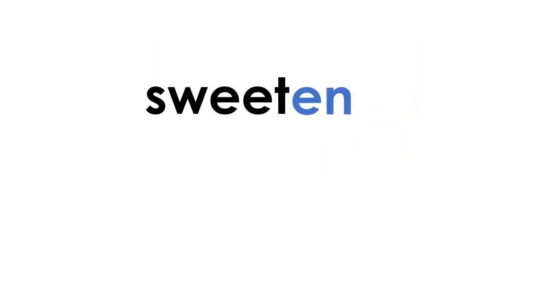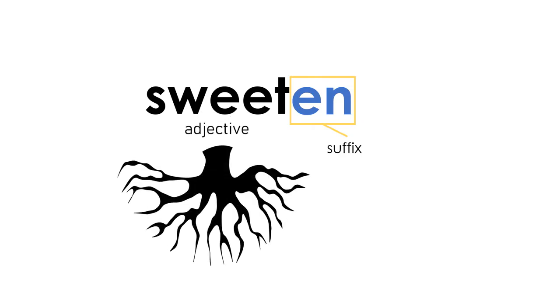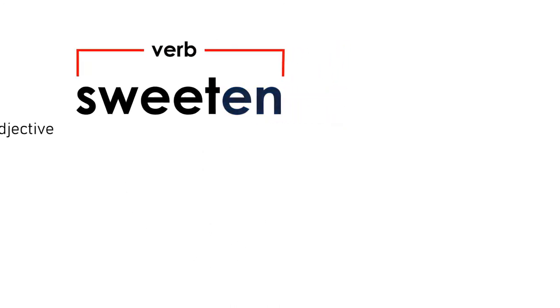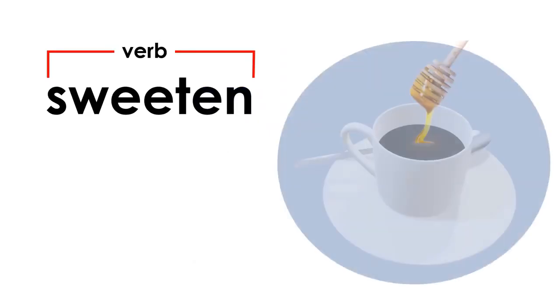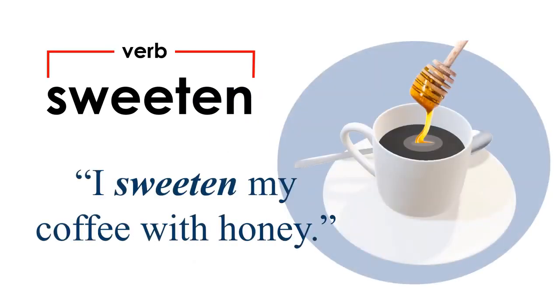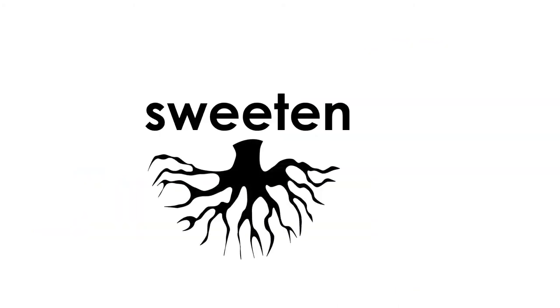Let's look at the first part of our new word that adds en. One function of the suffix en is to turn adjectives into verbs. Sweeten is a verb that means to make something sweet. I sweeten my coffee with honey. How about sweetener?